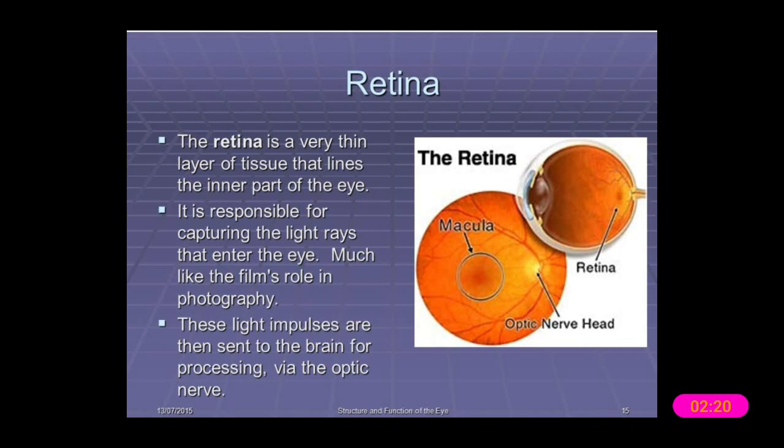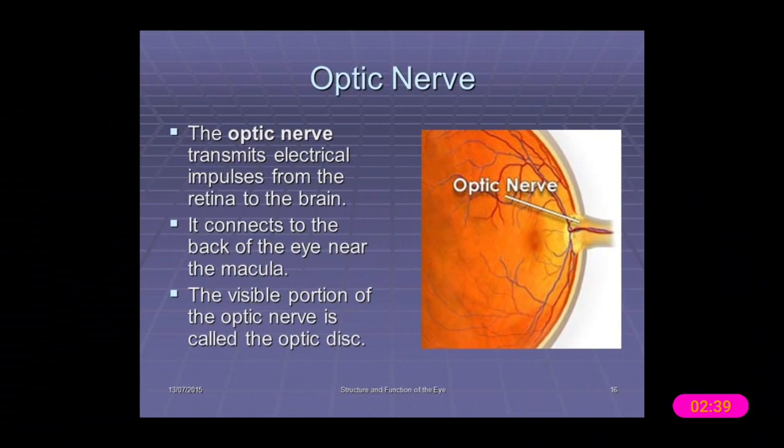Retina. The retina is a very thin layer of tissue that lines the inner part of the eye. It is responsible for capturing the light rays that enter the eye, much like the film's role in photography. These light impulses are then sent to the brain for processing via the optic nerve.